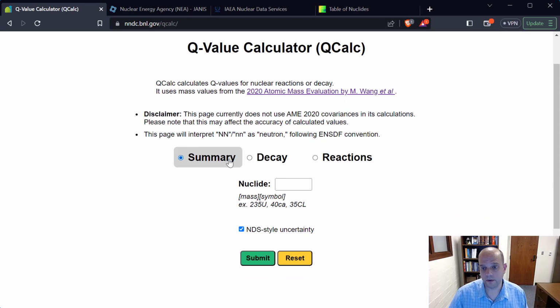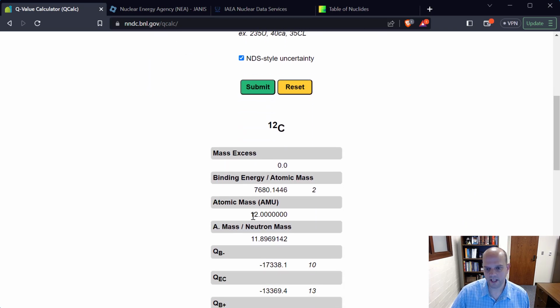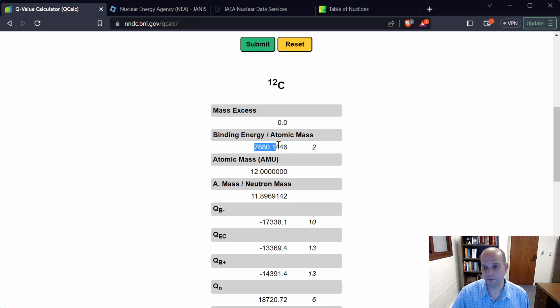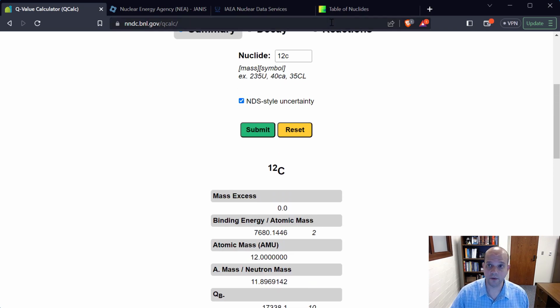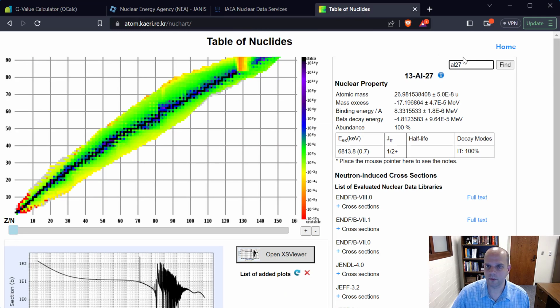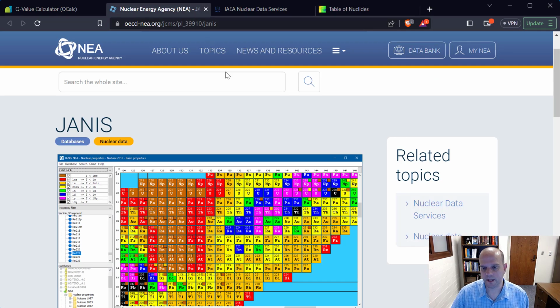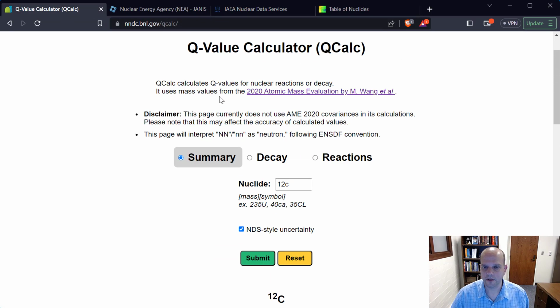So I can type in a nuclide here. Let's do 12 carbon. You see it provides the AMU. It provides the, we'll get into these later in the semester, but here's the atomic mass, or the binding energy divided by the atomic mass. And so you can get information here just like you were getting in this Korean one that we've used, or any of these other ones, right? It's the same underlying data sets, just different presentation. So you're welcome to find the one that you like.